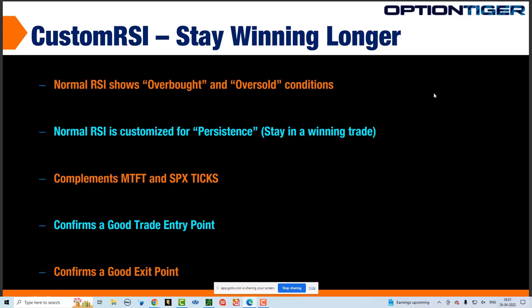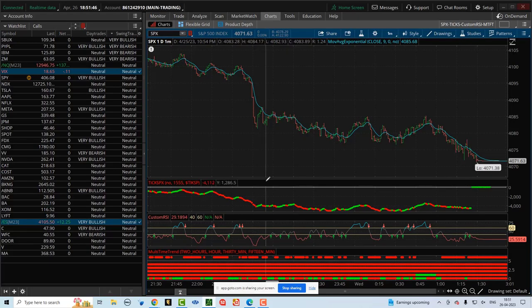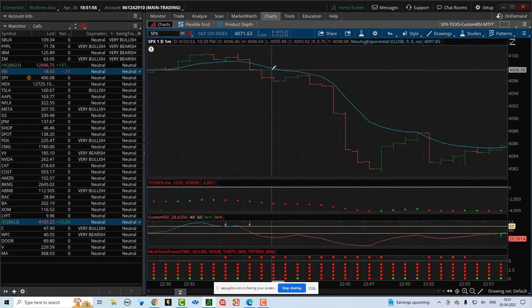So let's go ahead and look at the custom RSI now. Meanwhile, we're waiting for the markets to open. Once it opens, we'll go check these things out in a live market situation as well. So I'm going to zoom in on this area here. You can see the custom RSI is the one in the middle.